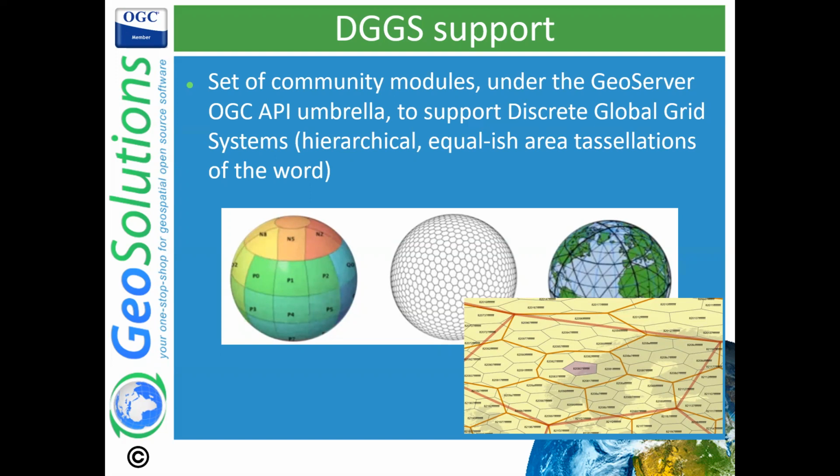And it's typically hierarchical, so each zone has children zones and grandchildren zones, providing a multi-resolution view of the dataset that you decided to represent using the DGGS.